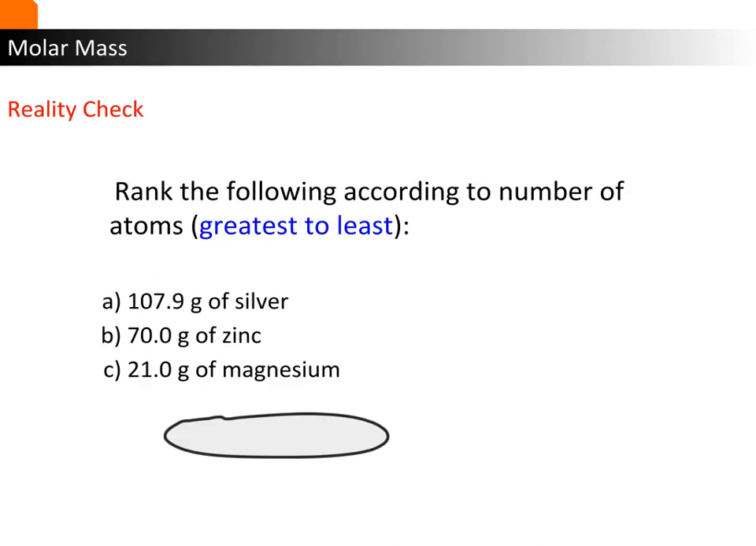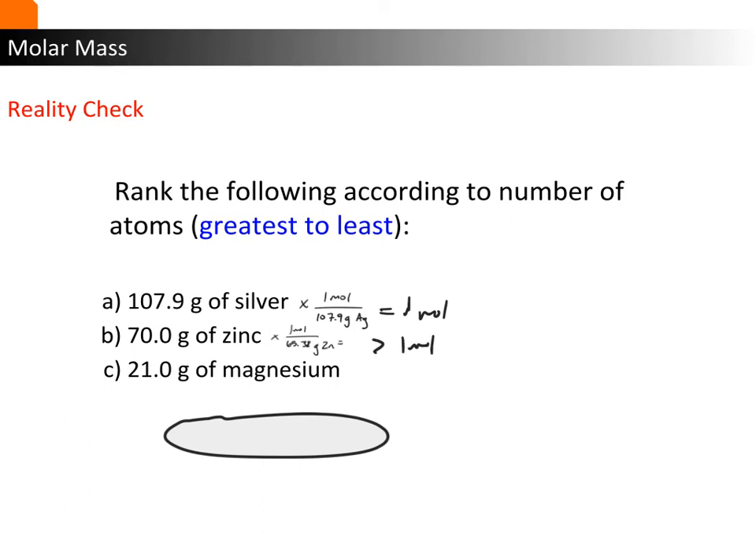Now let's rank the 3 that you see in order from greatest number of atoms to least number of atoms. We need to convert each one of these to moles using their molar mass. For this first one, I take 107.9 grams of silver and divide by its molar mass, which is 107.9. So that's going to equal 1 mole. Next, I'm going to take these grams of zinc and figure out how many moles those are. 70 divided by its molar mass, 65.38, gives you just roughly greater than 1 mole.